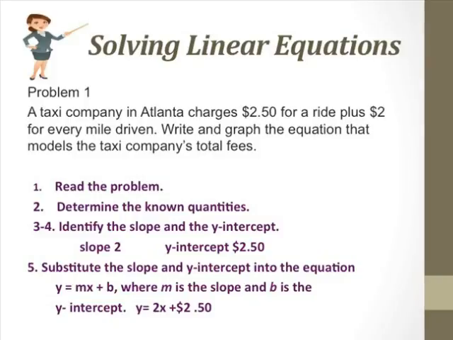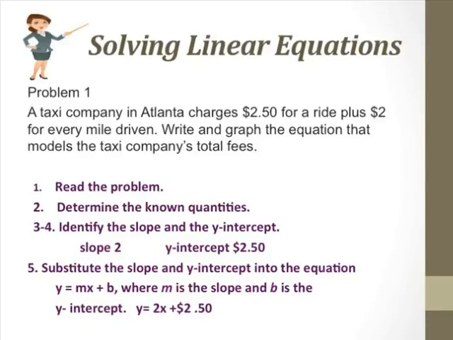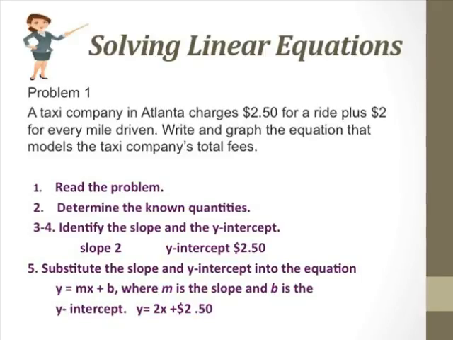Number 5, substitute the slope and y-intercept into the equation y equals mx plus b, where m is the slope and b is the y-intercept. And it gives you y equals 2x plus 2.50.